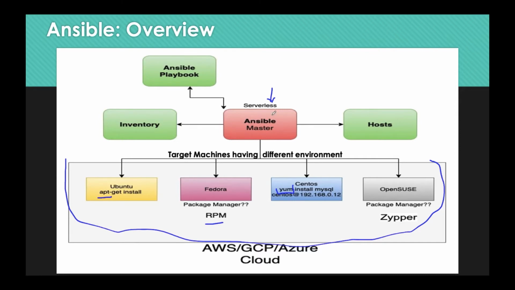But here you can see we have attached three components to the Ansible master machine. One is the Ansible Playbook, another is the Ansible inventory, and the rest is the host. The host and the inventory are the same thing. I've already given you the overview about the playbooks as well.